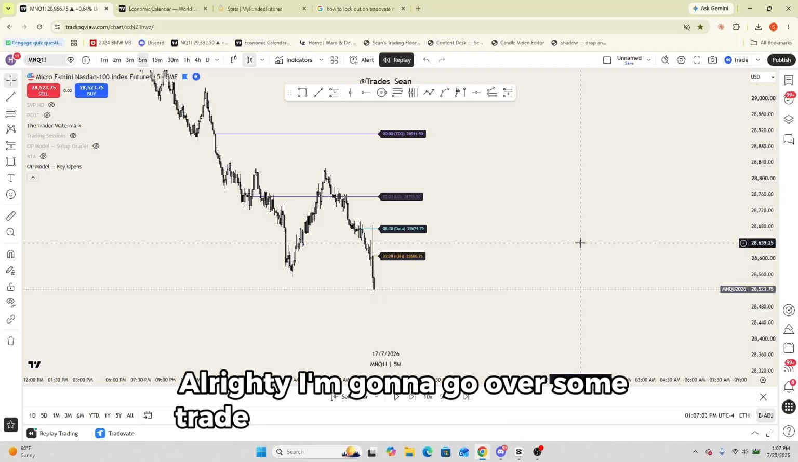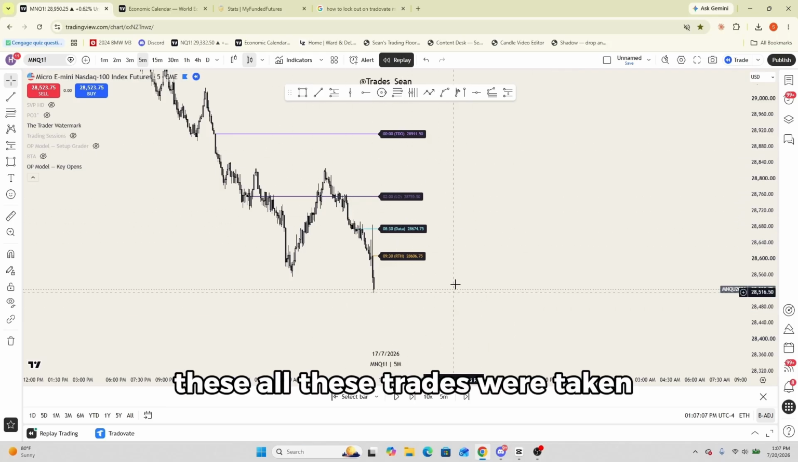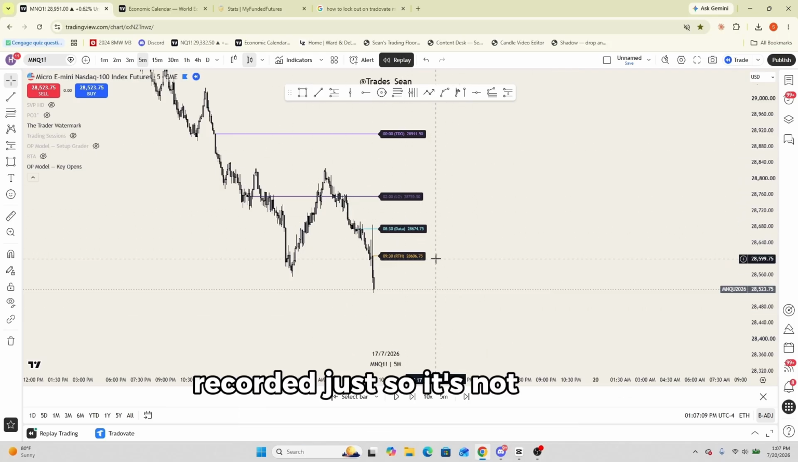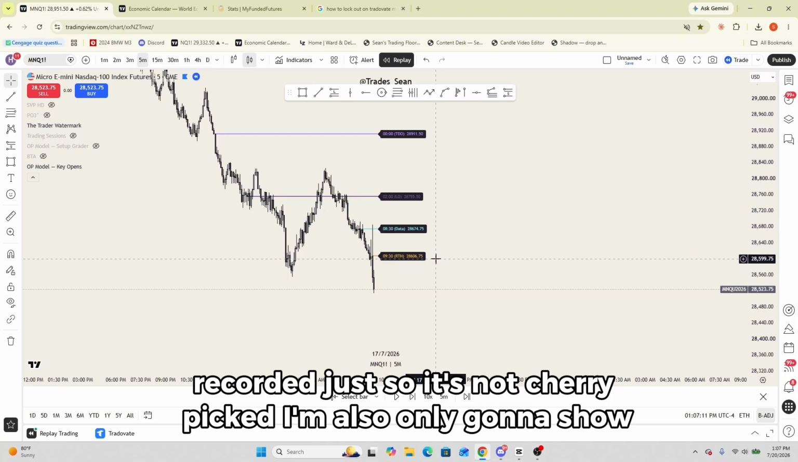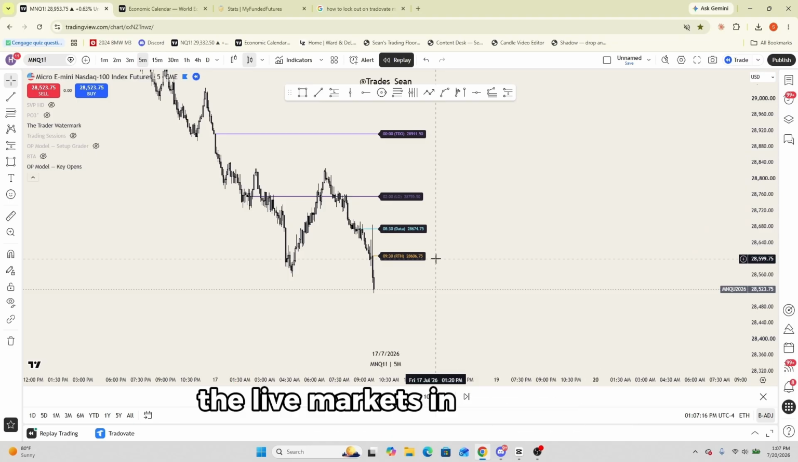Alrighty, I'm going to go over some trade recaps for the OP model. All these trades were taken in the same week this was recorded, just so it's not cherry picked. I'm also only going to show 2 trades. Both of these are trades I've actually taken in the live markets in my Discord.